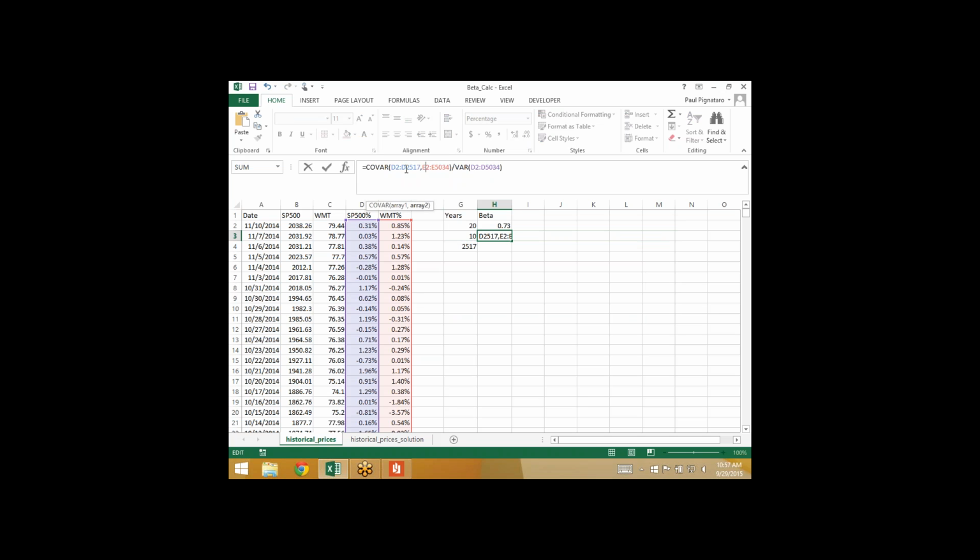2517, 2517, 2517, and that's the 10-year beta. 53. It's gone down. Here's the formula, yeah? And you keep cutting it in half, right? I mean, pretty straightforward. This is good to have, to calculate your own betas.